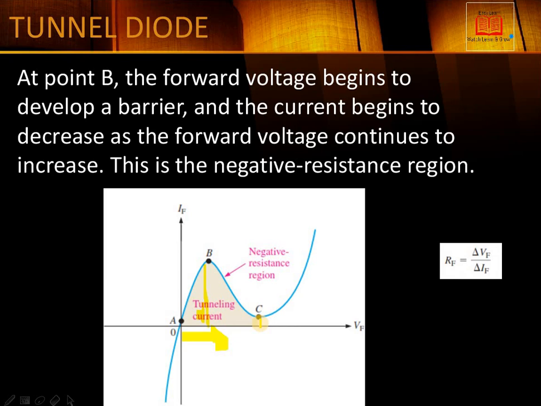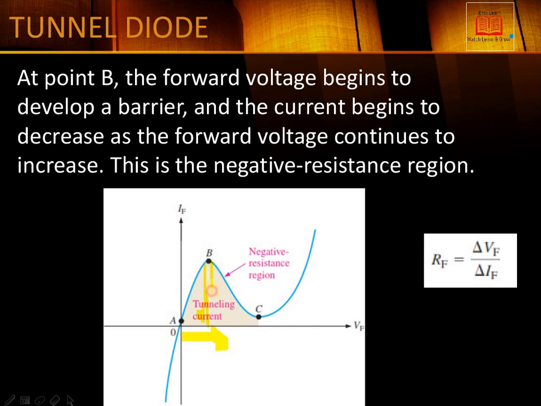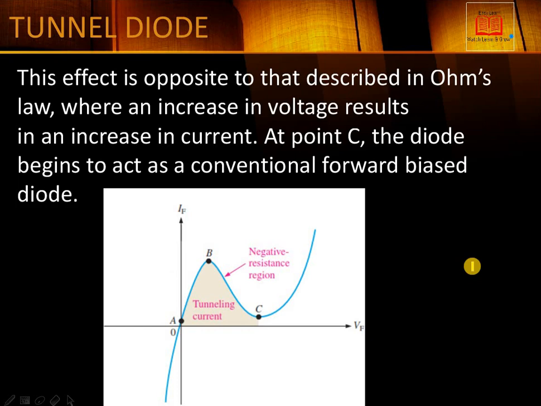R equals V over I. But here the V is changing and the current is changing. V can be calculated from point B. If you move along the horizontal axis and touch this point to this line, then point C minus B is called the delta V. Same if we go along point C and point B towards the I, that is the Y axis, we can easily calculate delta I, and so we can easily calculate these things.